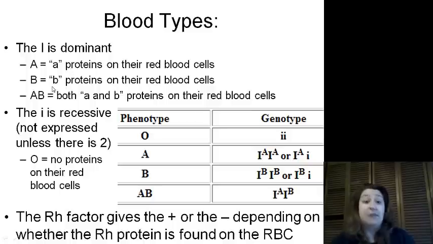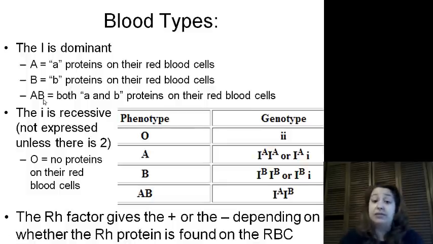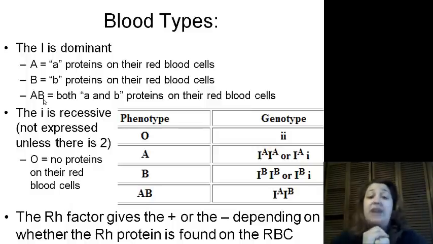Big IB means we have a B protein on the red blood cell. If we have both big IA and big IB, then we have both A and B proteins on the red blood cells. The little i is recessive. And when we have 2 little i's expressed together, that means we have type O, which means there's no proteins on the red blood cells.